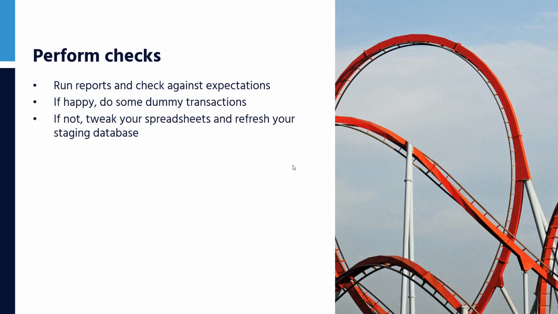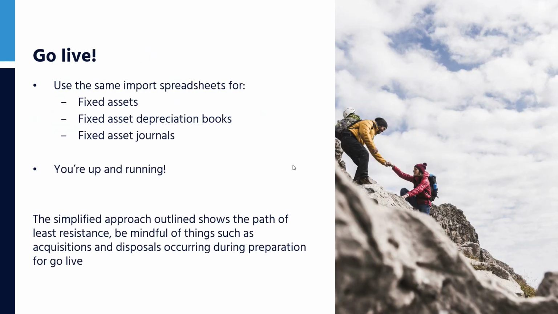So you perform your checks, you run your reports, and make sure they are in line with your expectations. If you are happy at that point in time, you run through some dummy transactions in your test database just to make sure you're comfortable with acquisitions, etc. If you have found there are some issues, tweak your spreadsheets and re-import into another copy of your staging database, and get ready for that go live.